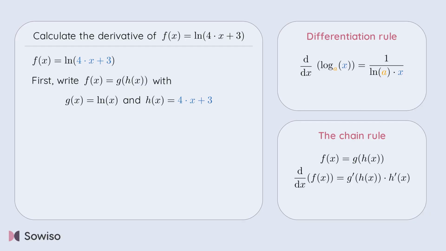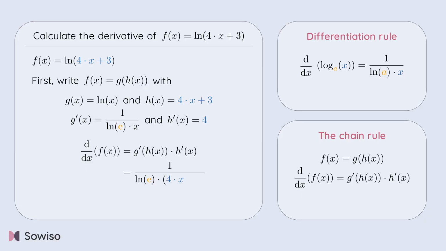We calculate their derivatives, which are g prime of x equals 1 divided by the natural logarithm of e multiplied by x, and h prime of x is equal to 4. We use them to obtain the derivative of f of x, obtaining 1 over the product of the natural logarithm of e with 4 times x plus 3, all multiplied by 4.